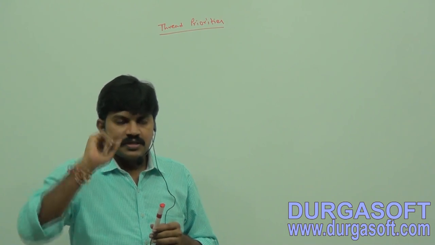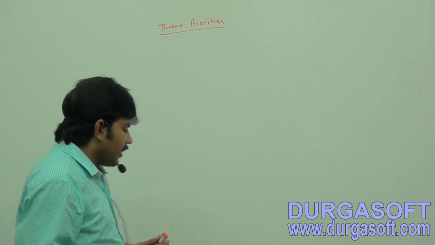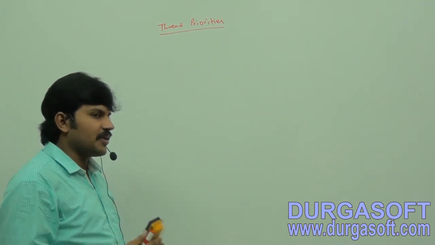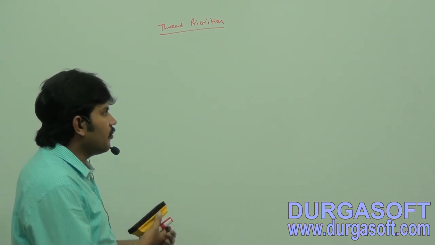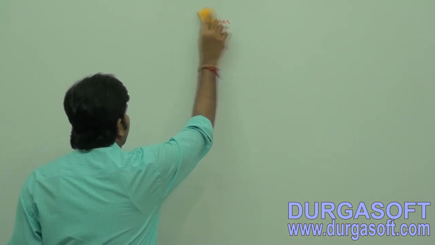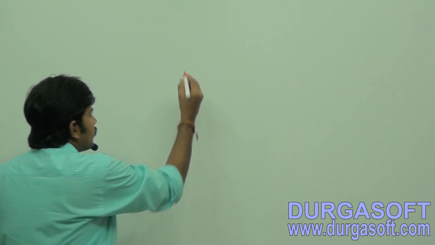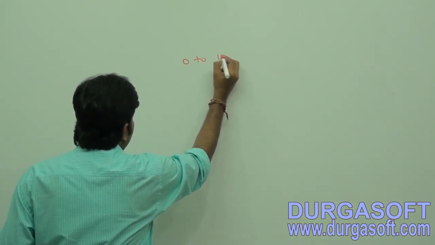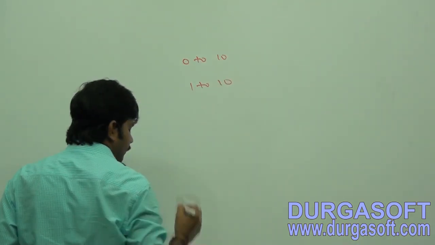Okay, first point. Second, can you tell what is the valid range of thread priorities? Very important. What is the valid range of thread priorities? 0 to 10 or 1 to 10? It's always a big confusion.